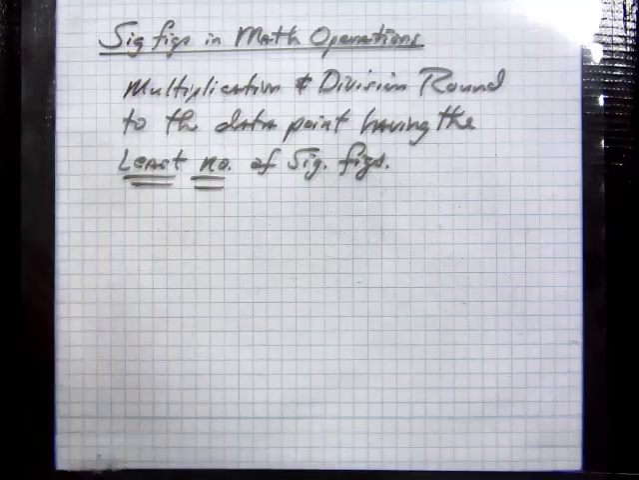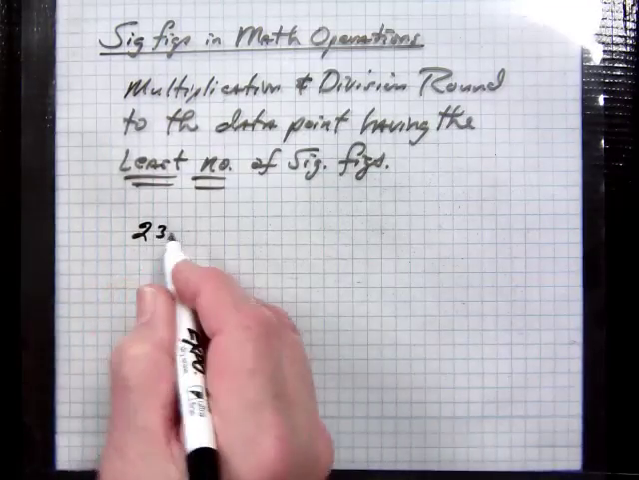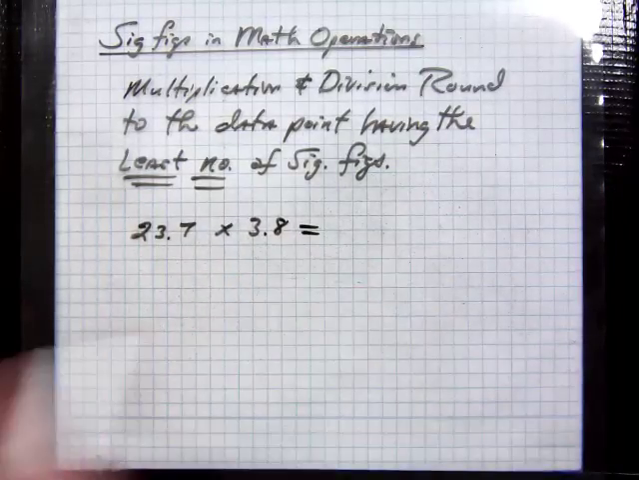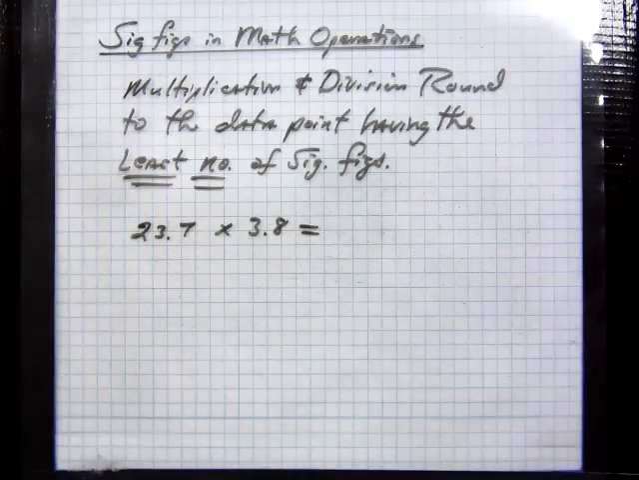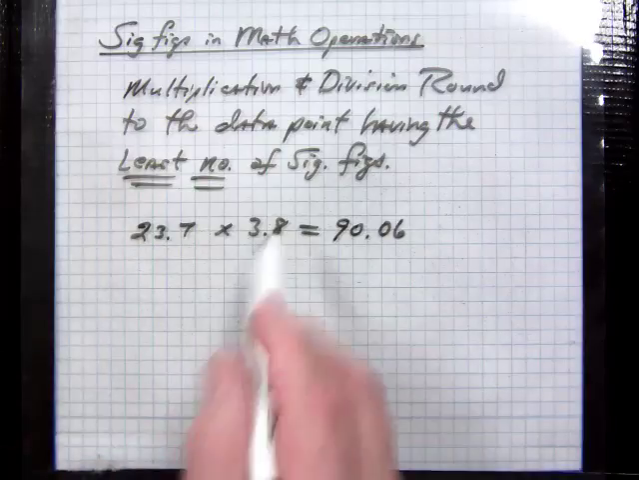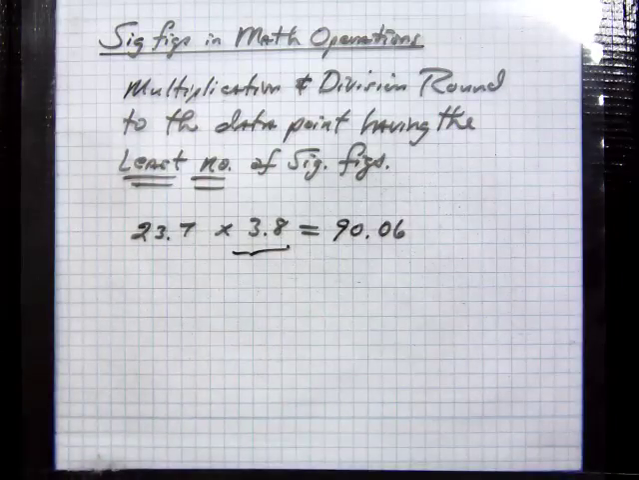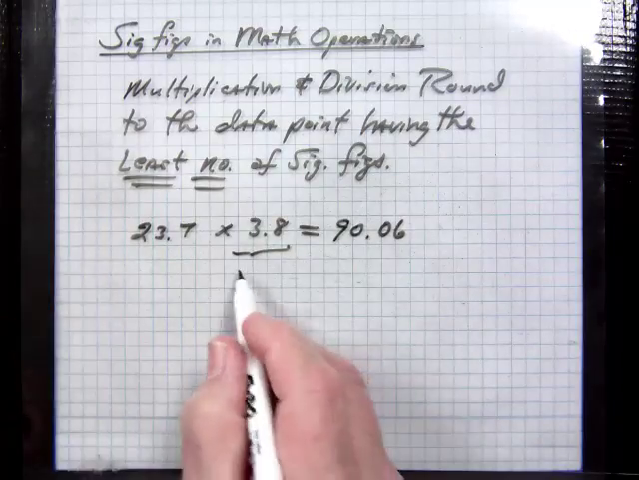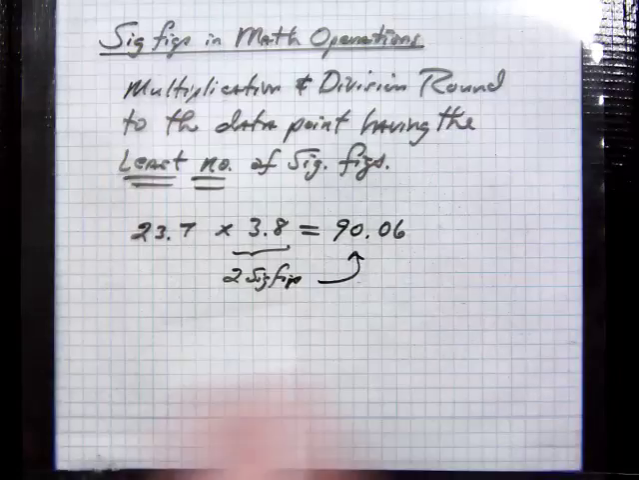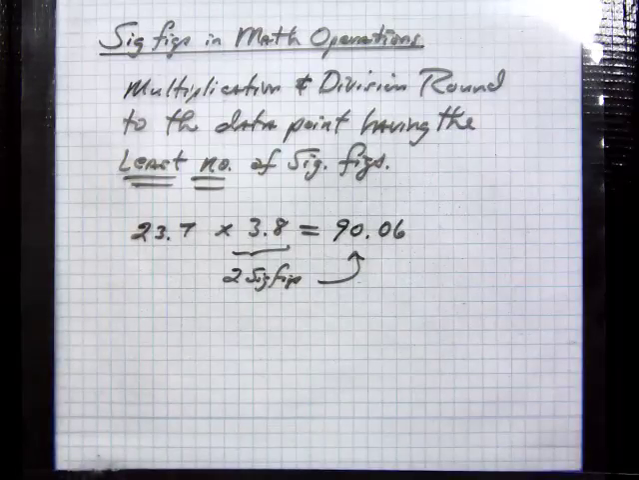Okay, given 3.7 times 3.8. So this is the calculator answer, 90.06. But notice this is the measurement or data point in the calculation that has the least number of significant figs. So this would have to be rounded to 2 significant figures, okay?